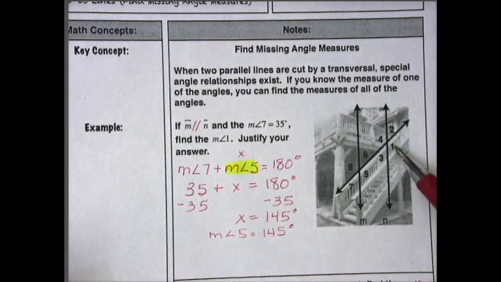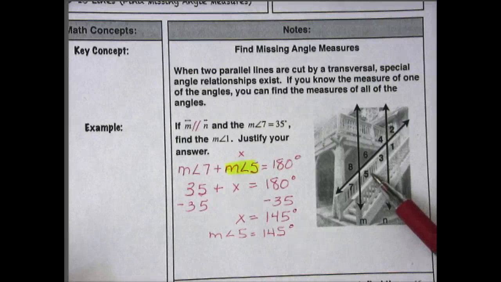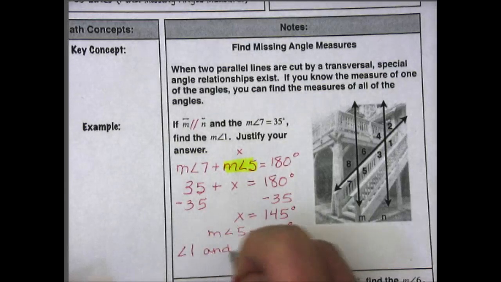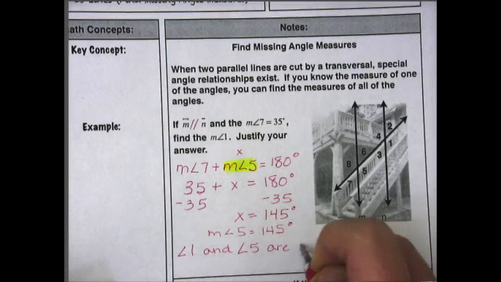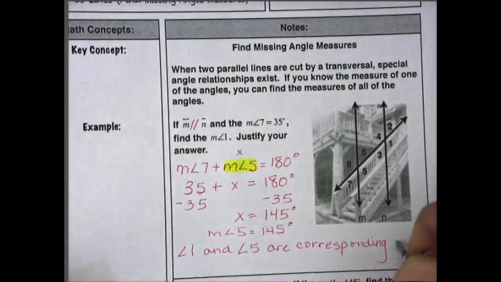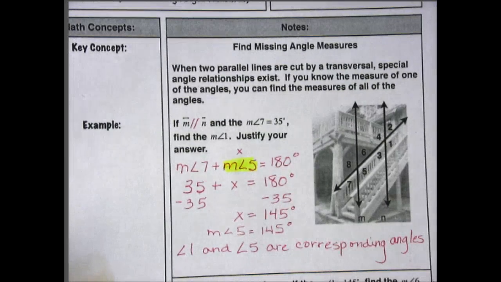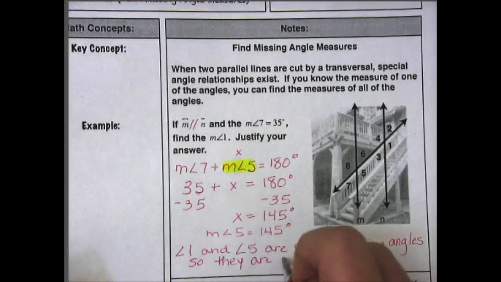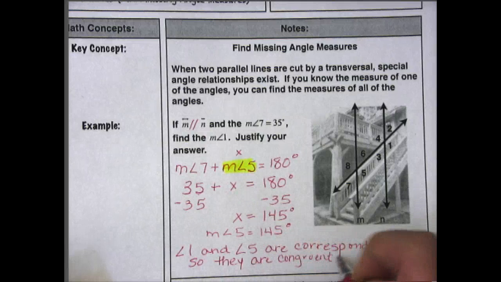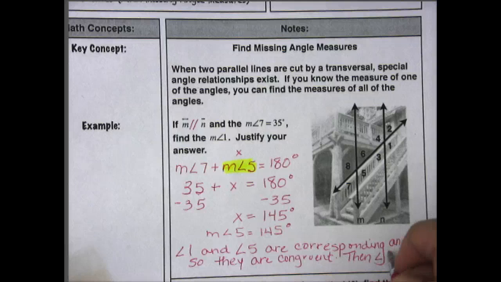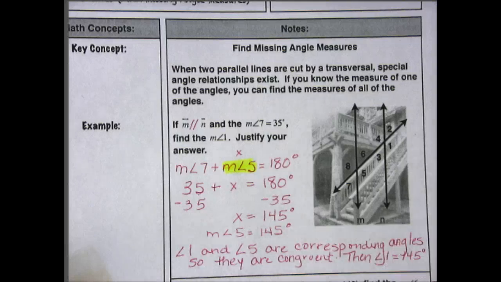So let's take a look at angle 1 and angle 5. If you look at your relationships in your notes for 5.1a, you'll see that angle 1 and angle 5 are corresponding angles. So let's write angle 1 and angle 5 are corresponding angles, and that means that they are congruent. And we learned that congruent means equal. So if we know that angle 1 and angle 5 are equal, then angle 1 is also 145 degrees.